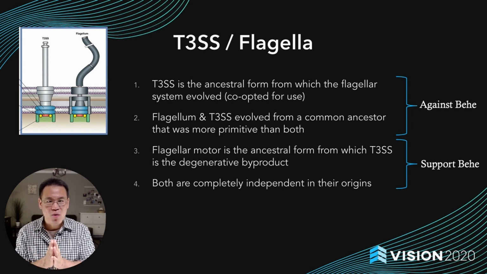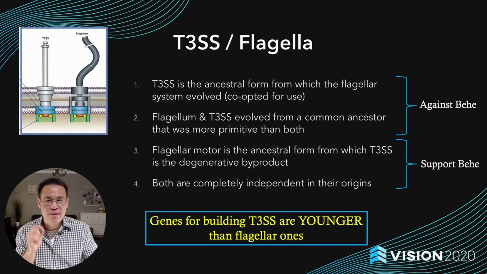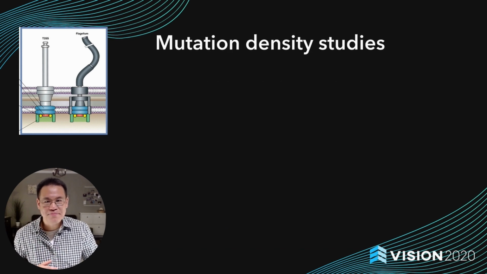For example, number one, if the co-option hypothesis is right, then the T3SS should have genes that are older than the ones that built the flagella. But actually, research has shown that those genes that built the T3SS are younger than the flagellar ones, suggesting that the flagellar is the more ancient one, and the T3SS is a derived one. And here are some lines of evidence that show that.